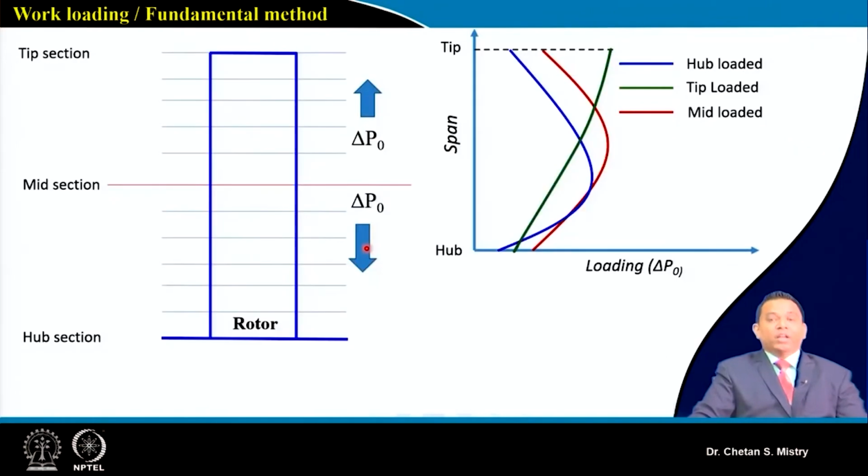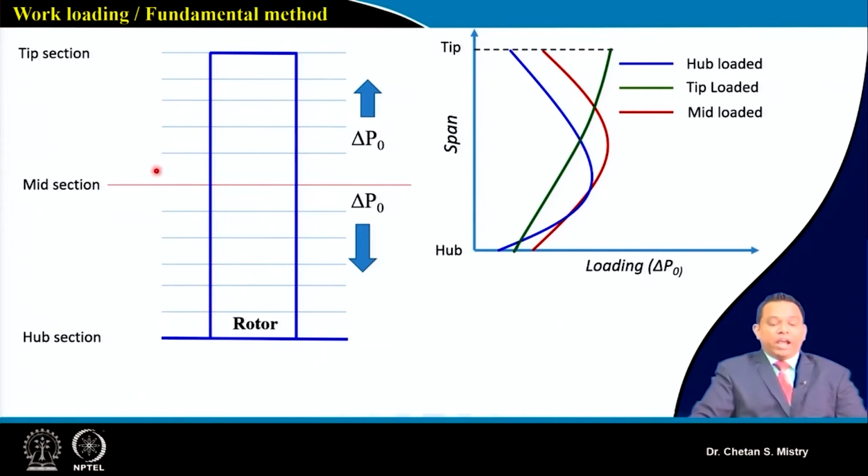Now, if you recall, when we were discussing different design approaches, we discussed that there is flexibility in varying my delta P0. I can distribute my delta P0 in a way like this: this is the hub loaded configuration, this is the mid loaded configuration, and the third is the tip loaded configuration.